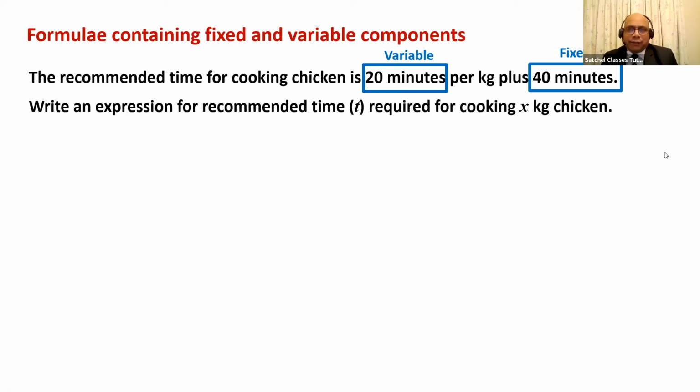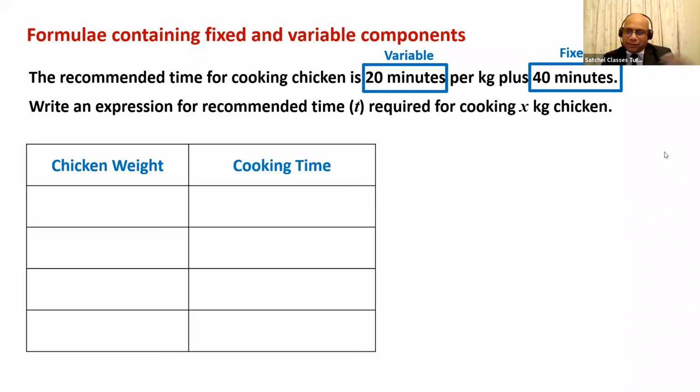So let's now replace X, which is the variable, by some simple weights and try to find out the total cooking time required. What if the chicken was 4 kg? Cooking time would be a fixed time of 40 minutes plus 20 minutes for each kg. In this case, there are 4 kgs, so it will be 20 times 4, correct? So 40 minutes is the fixed time and the variable time is 4 times 20, because for each kg of the chicken, you need to spend 20 minutes to cook.